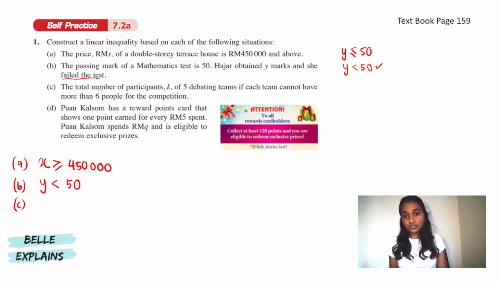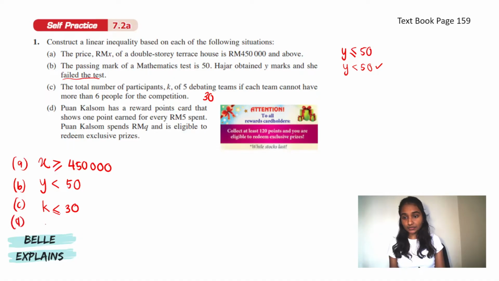Next one. The total number of participants, K, of 5 debating teams, if each team cannot have more than 6 people for the competition. Okay, so it cannot have more than 30 people in the entire competition. So the entire competition has K number of people. It cannot have more than 30 people because 5 times 6 is 30 altogether. So it has to be less than or equal to 30.